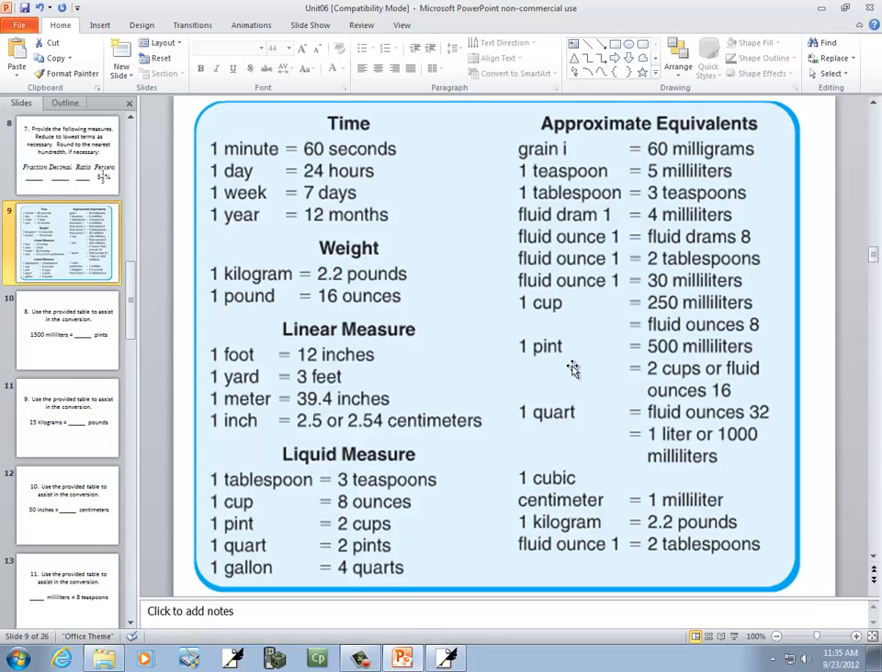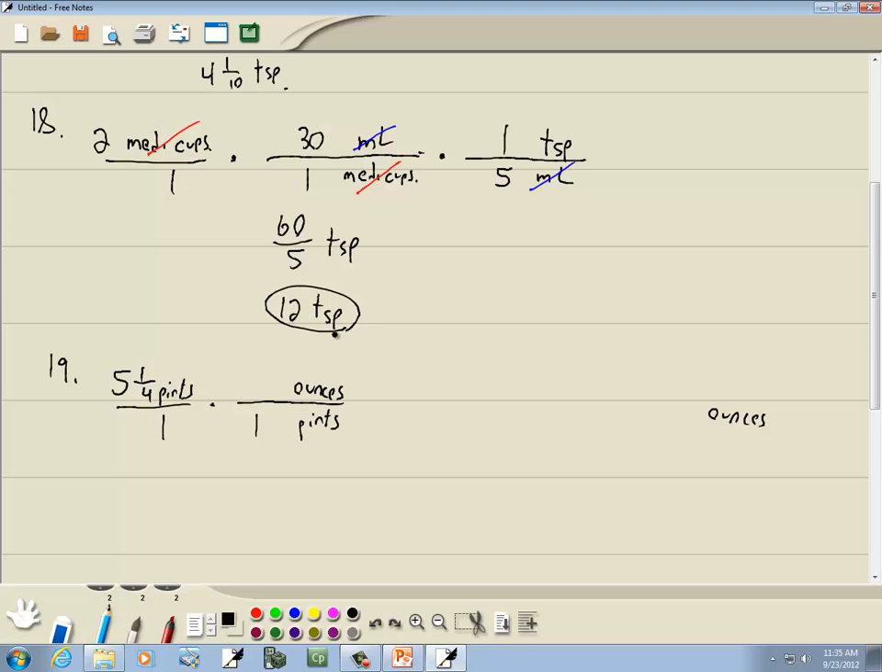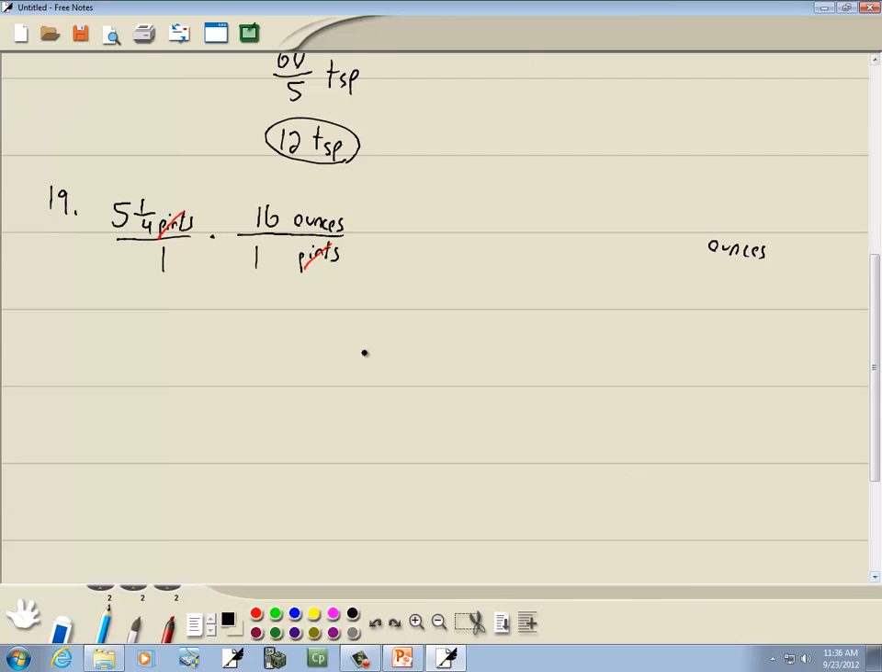So 1 pint, what did I say? 1 pint is 16 fluid ounces. Well, the pint's going to cancel there. Then we have 5 1/4 times 16 ounces. Now I'm going to change both these to fraction form. From mixed fractions, they both should be fractions. 5 times 4 is 20, plus 1 is 21. So 21 over 4 times 16 over 1 ounces.